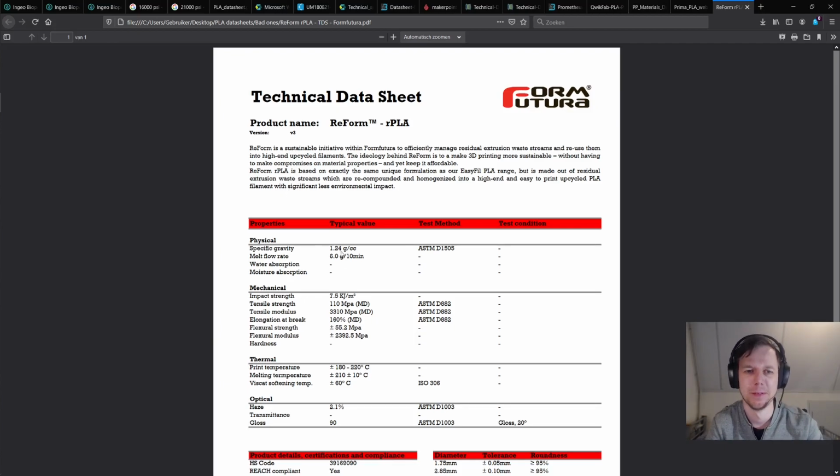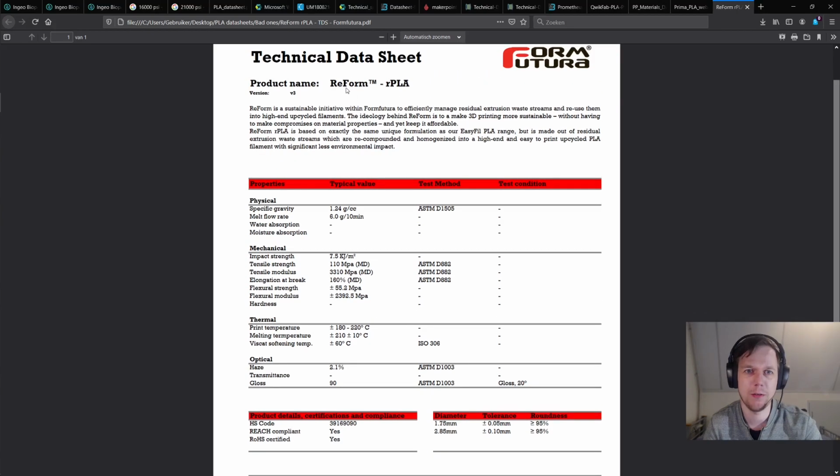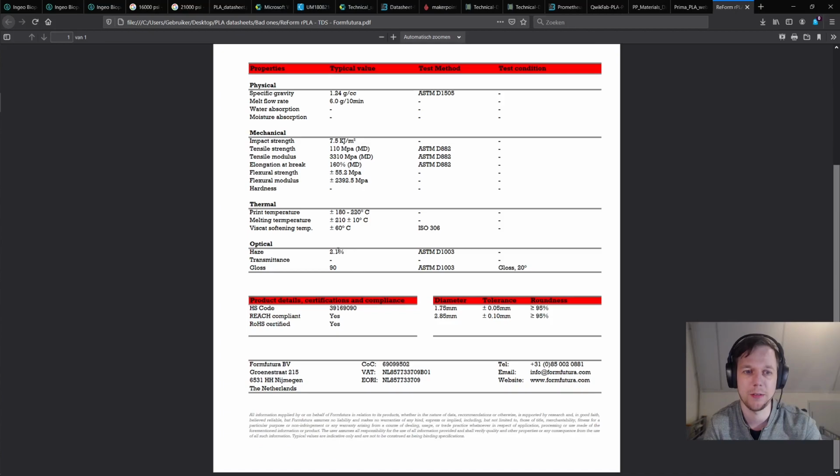But nah. 1.24, 7.5, 110, 3310, 160%. Again, they chose the MD values and the TD values are apparently chucked overboard. And even for a recycled material, they have a haze of 2.1% and a gloss of 90. Would you believe it? I don't.